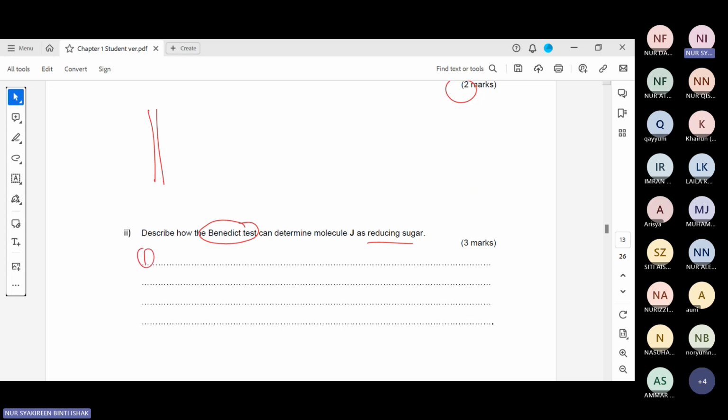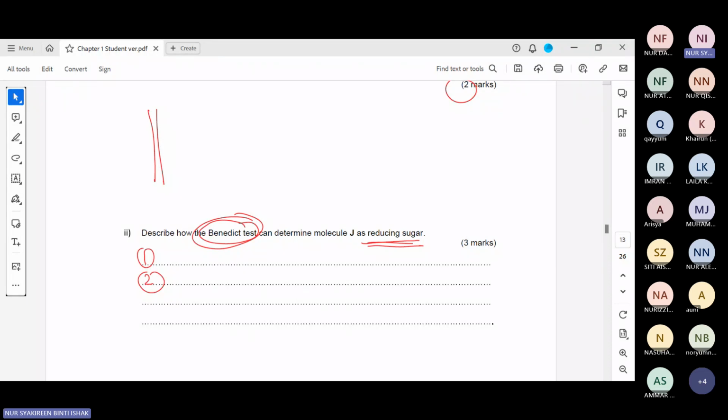First of all, you observe the change of color of the solution, the mixture between your sample that contains reducing sugar and the Benedict reagent. Observe, the first one, observe the change of color of the solution. Okay. So second point, kalau apa yang awak nak kena observe tu perubahan color kan. So the color of the solution will change from clear blue, okay, clear blue to a range of color ranging from green, yellow, orange, brown, brick red with precipitate.